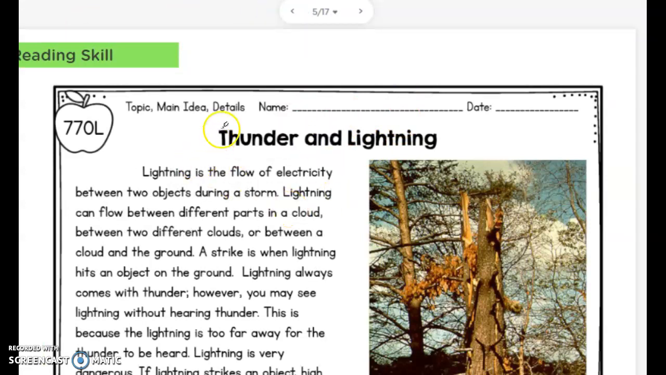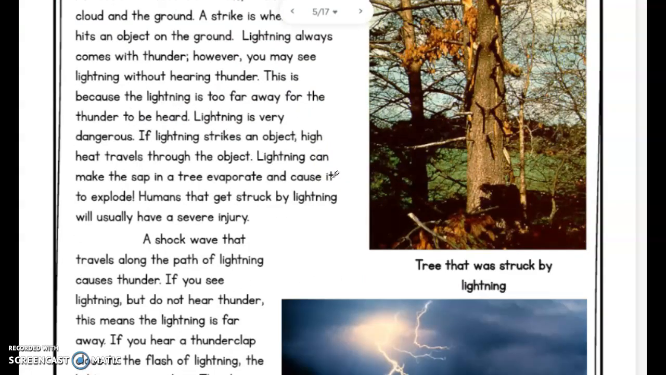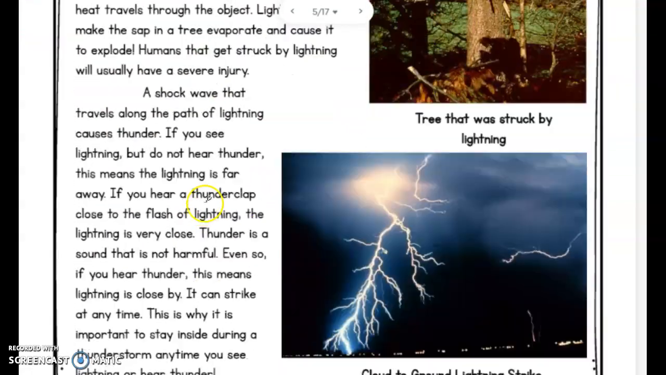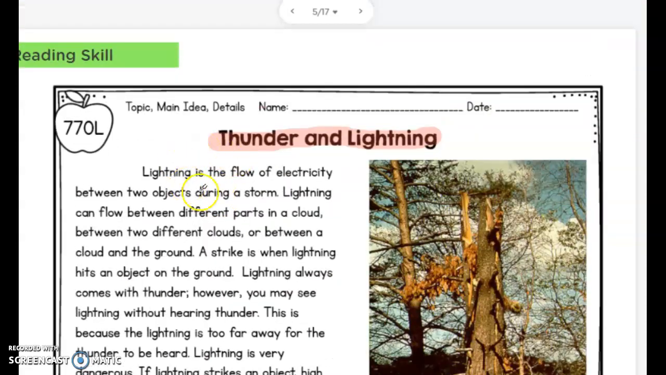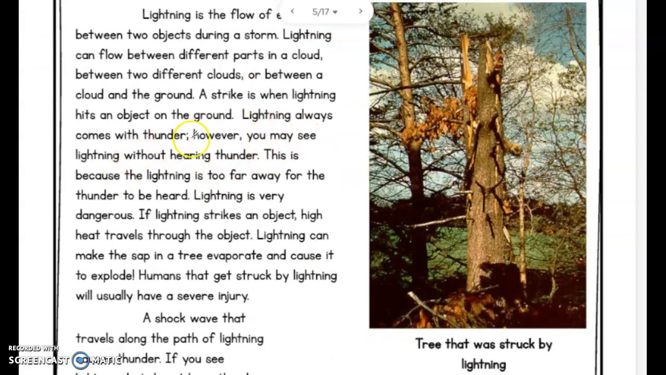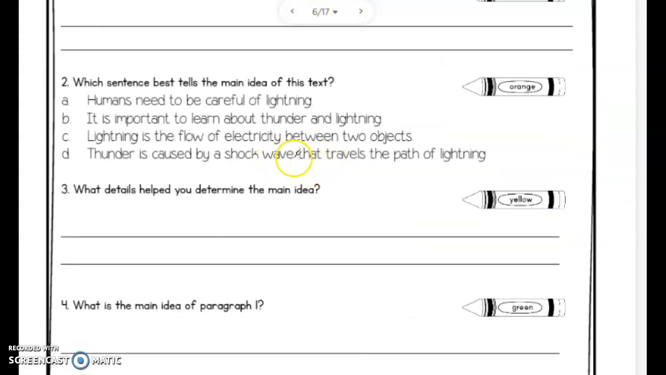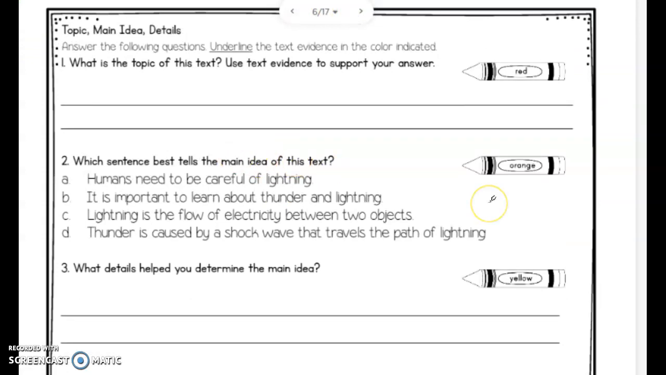Now I'm going to tell you some words that I already see repeated in both of these paragraphs: thunder and lightning. So whenever you see those words, highlight them and you can see that the whole story is about thunder and lightning.